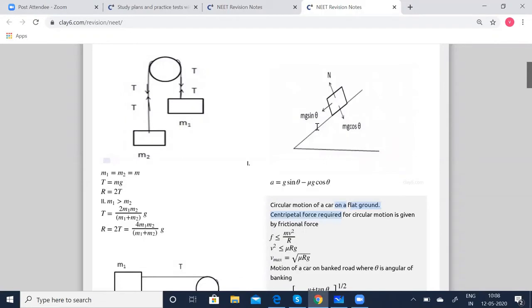What is the work done? Work done is force into displacement. Here the force is nothing but the frictional force, which we already saw is mu R. So W is equal to mu R into S, or simply mu mg into S. Work done in moving a body along a straight line is that. If it is along a rough inclined plane, then W is equal to mg into sine theta plus mu cos theta into S.